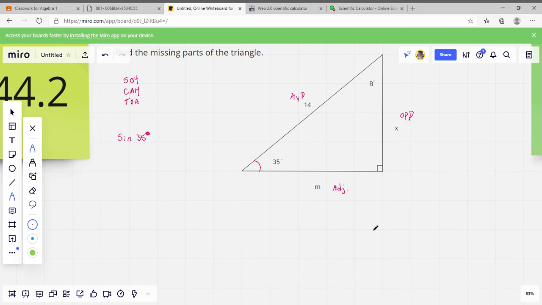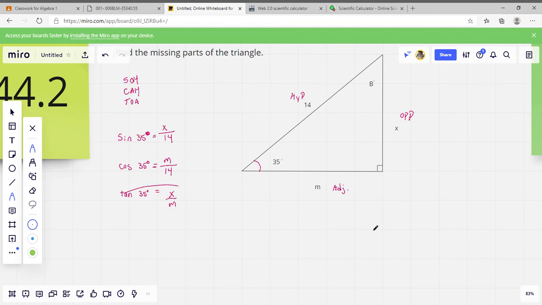Okay, so our opposite would be x, and our hypotenuse is 14. All right, cosine of 35 degrees is going to be adjacent, which is m, over hypotenuse, which is 14. And the tangent of 35 degrees equals, forgot the equal signs there, equals, tan is opposite over adjacent, which would be x over m.